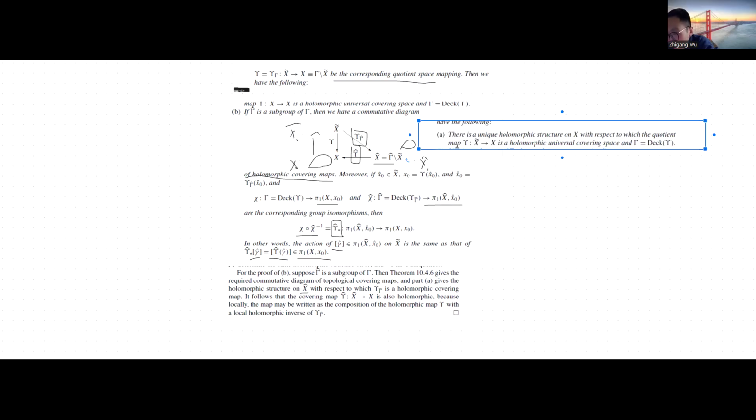So I think what's going on here is that for part A, let me paste it here. So this is our assumption, right? This is a simply connected Riemann surface, and then this gamma is a subgroup of the automorphism group that acts continuously on X. Okay, so here we just take a subgroup of this group, right?